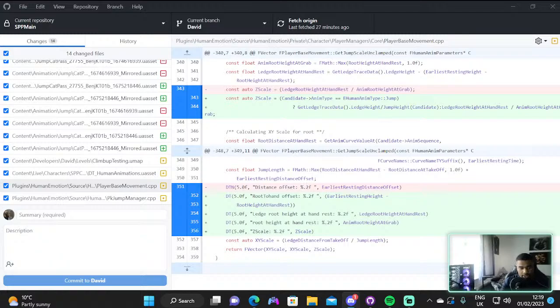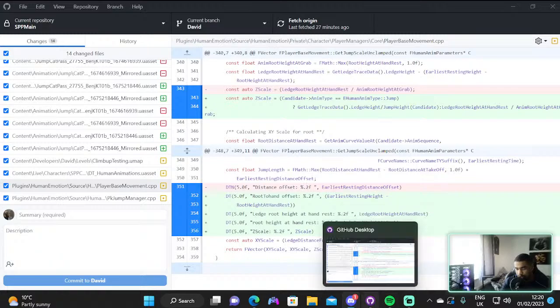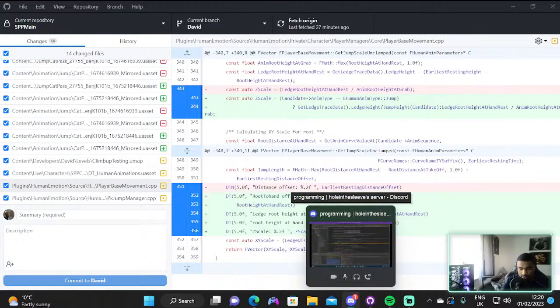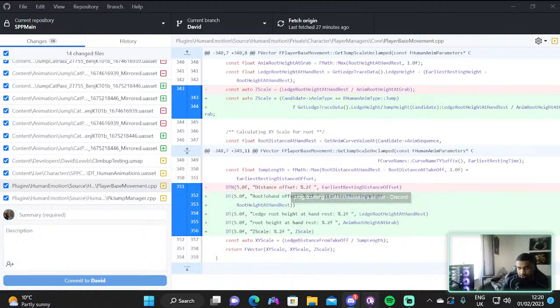The very first problem is the Z scale that we use in the climb, right? We cannot use that for the jumps because the scale warp goes from takeoff to landing. Right, that's the first thing.